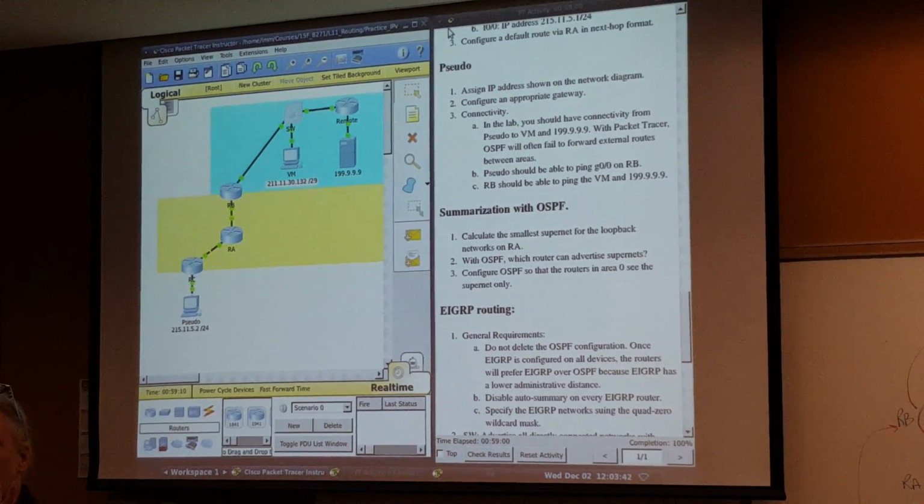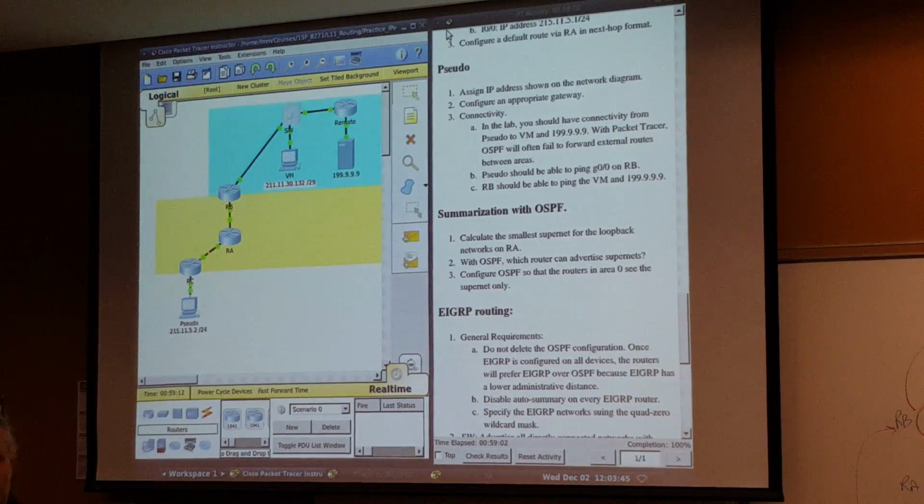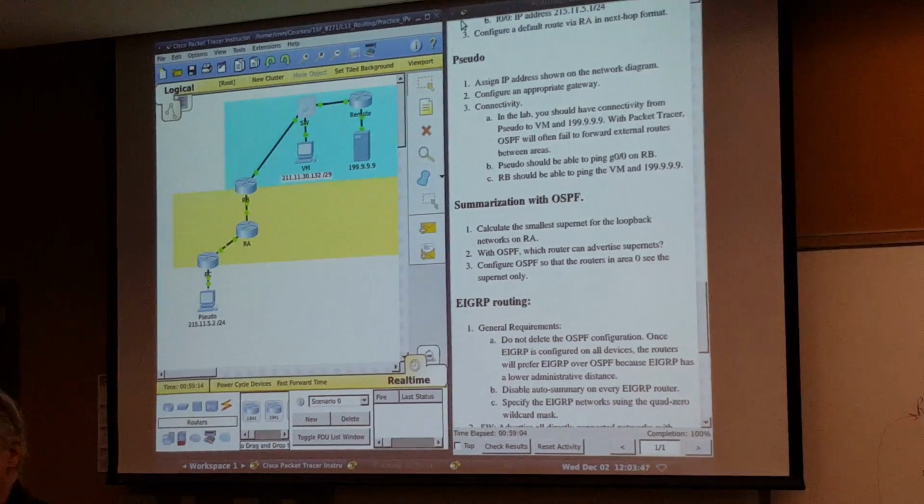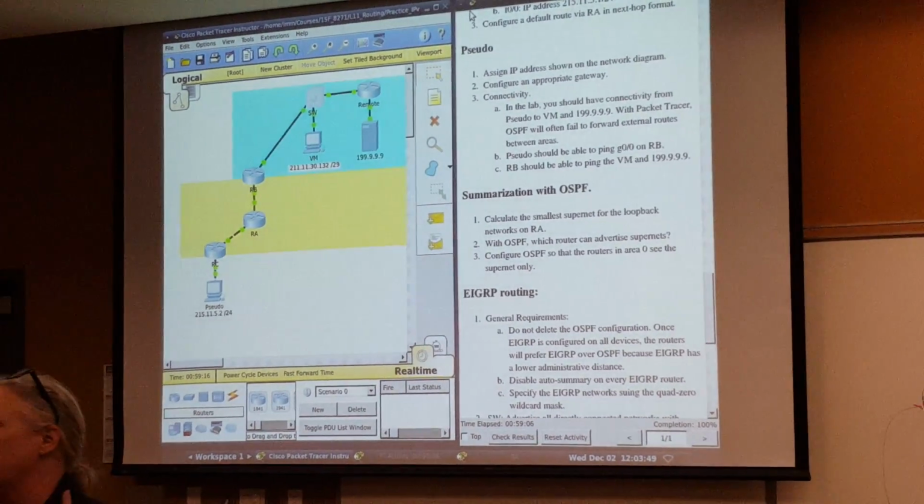Okay, so that's IPv4. Do we want to do IPv6 or have a 10-minute break? 10-minute break. Okay, let's do a 10-minute break.